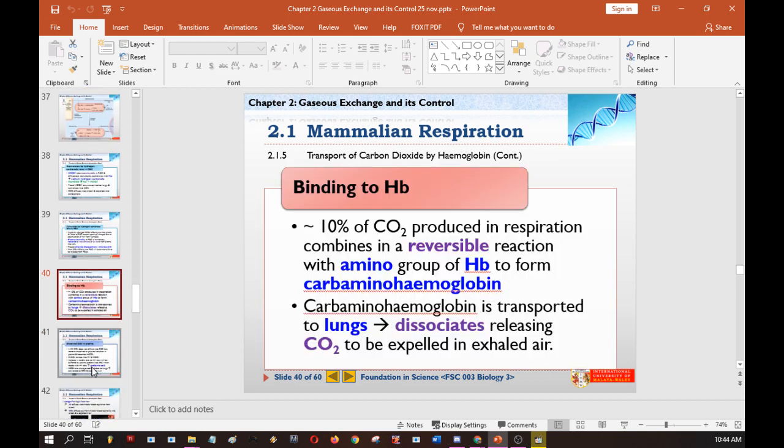Okay. So 10% of the CO2 will combine with hemoglobin to form carbaminohemoglobin. Just like O2, hemoglobin will latch onto it and carry it all the way to the lungs, and then in the lungs it will be released.